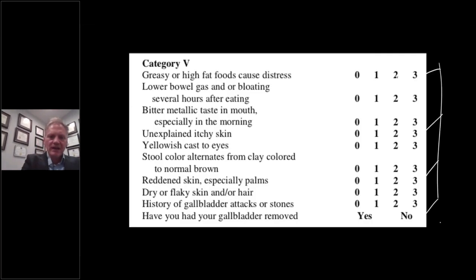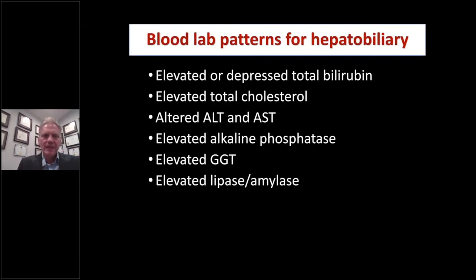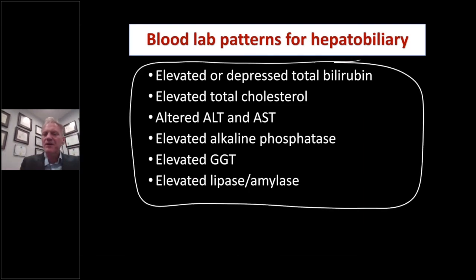Of course, you're going to palpate right there. Blood lab patterns. Here are some patterns I want to put together for you: elevated or depressed bilirubin, elevated cholesterol, altered ALT, AST, elevated alkaline phosphatase, GGT.